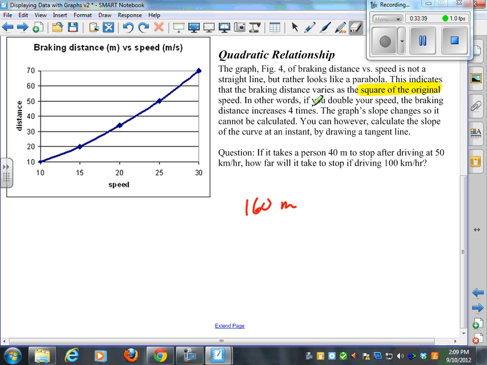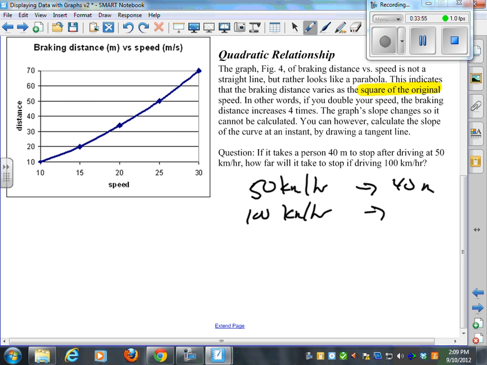All right, so now what if I'm foolishly driving? If I'm going 50 kilometers an hour, it's 40 meters. If I'm going 100, it's how much, Connor? 160. What if I'm being stupid and driving 150 kilometers an hour? Now, I said I'd give you a chance, but that's pretty hard, isn't it?